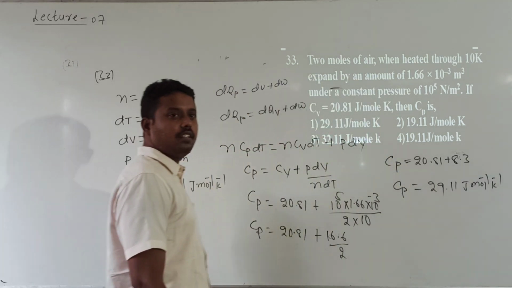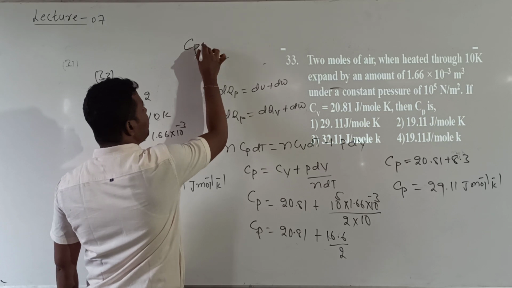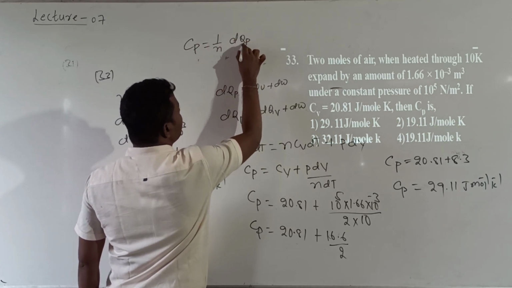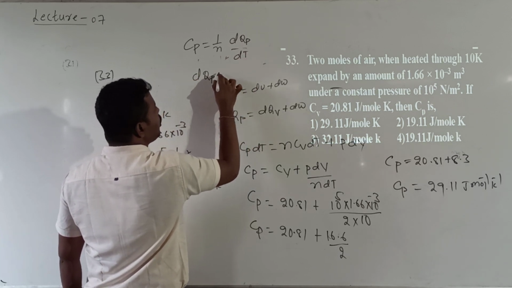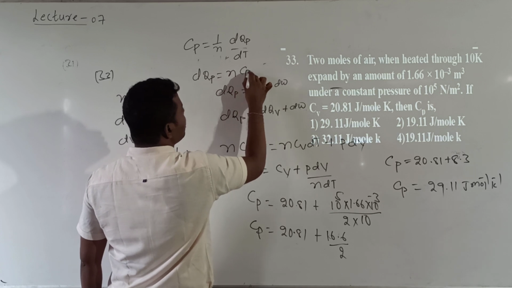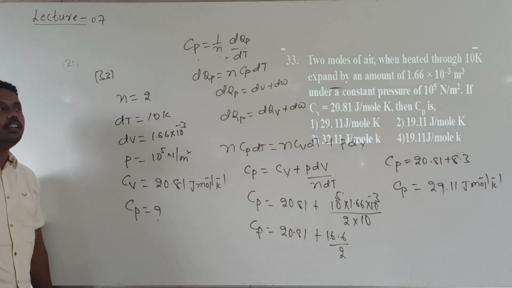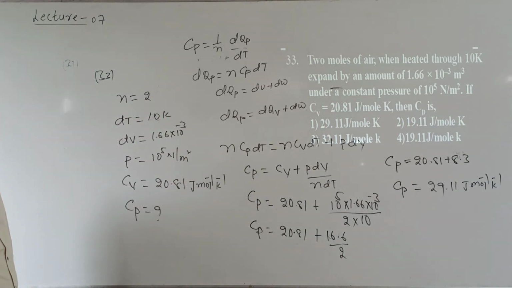Question understood? And you should know clearly the definition of Cp. Cp is equal to 1 by N into dQp by dT. So what is the formula for dQp? dQp is equal to N into Cp into dT. Similarly, dQv is equal to N into Cv into dT. Okay? So this is question number 33.